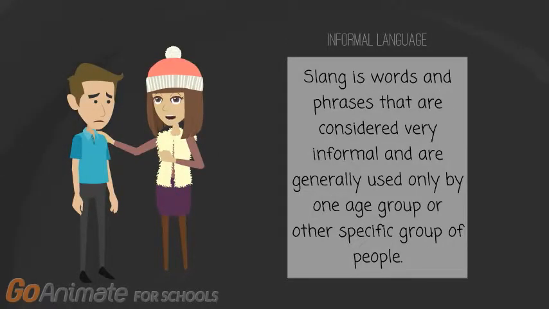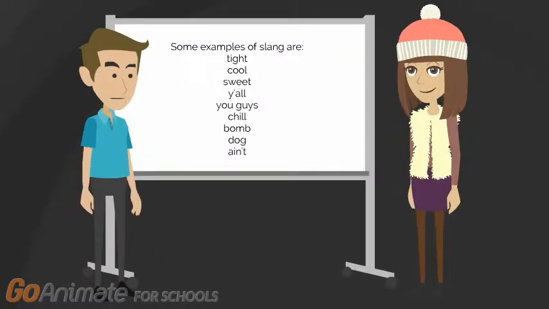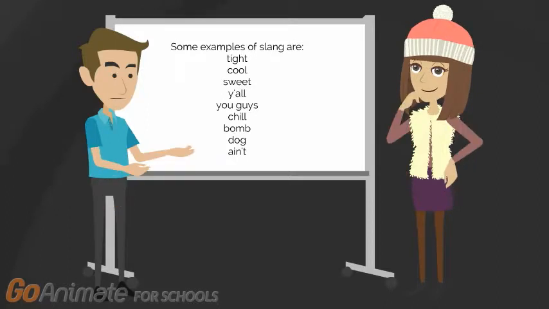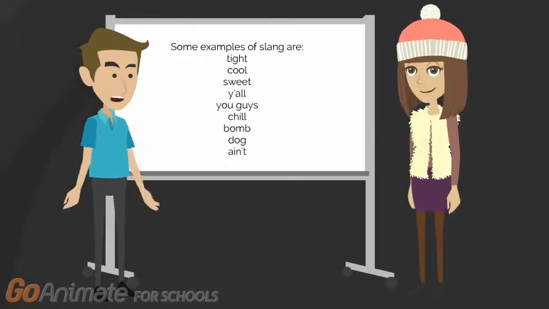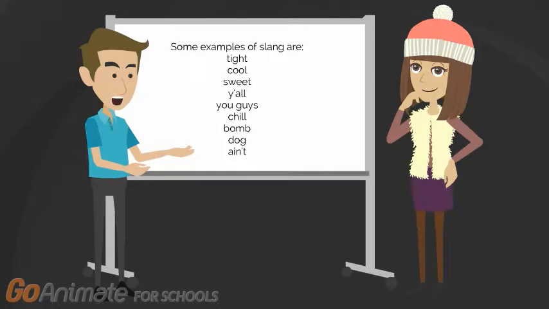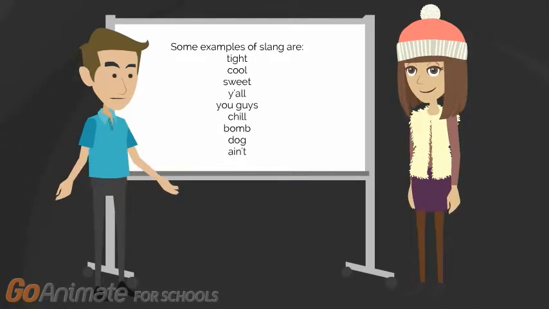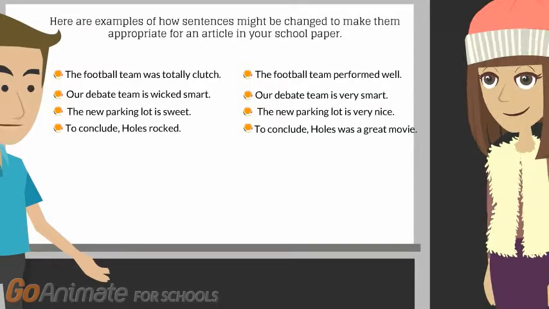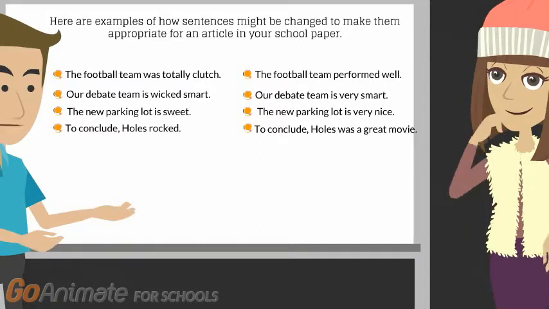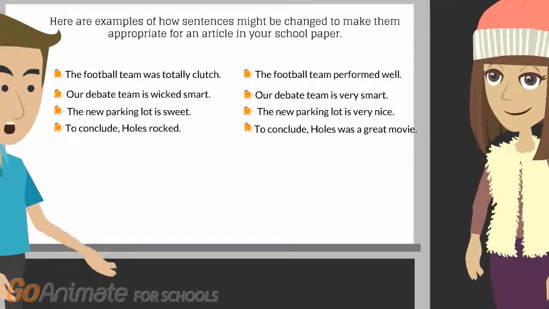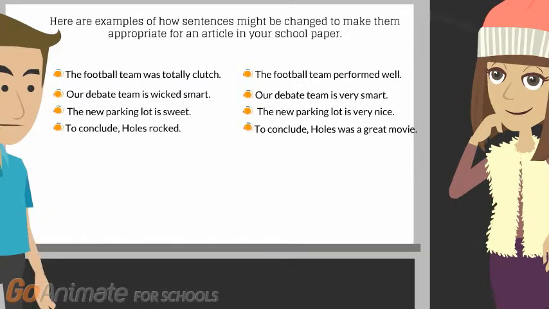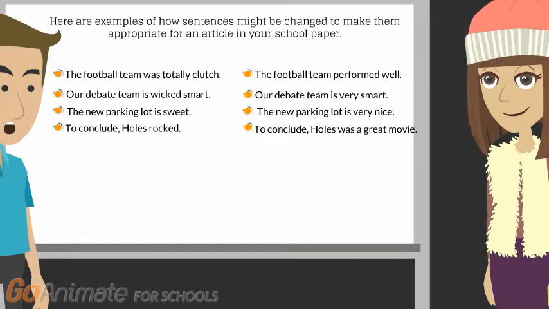Slang is words and phrases that are considered very informal and are generally used only by one age group or other specific group of people. Some examples of slang are tight, cool, sweet, y'all, you guys, chill, bomb, dog, ain't. Here are examples of how sentences might be changed to make them appropriate for an article in your school paper.